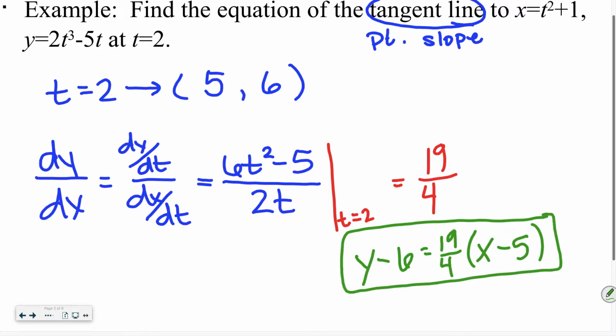Is that all it takes? It gets complicated when we talk about a second derivative. Just plug it in. Now, we do have a parametric curve, but a rectangular tangent line. You see what I mean by that? Okay, and that's okay. It's okay to have that. I mean, you can write that parametrically, but don't.